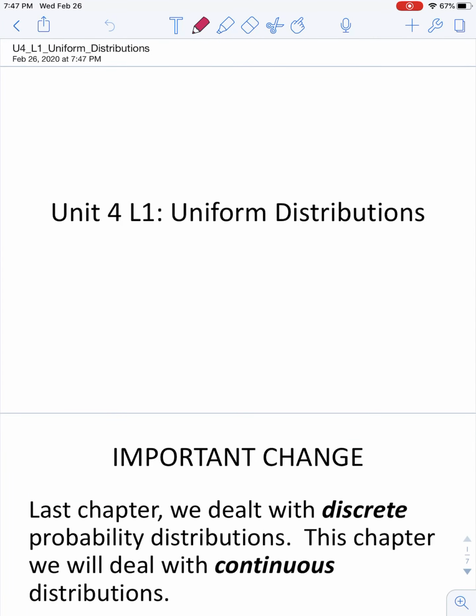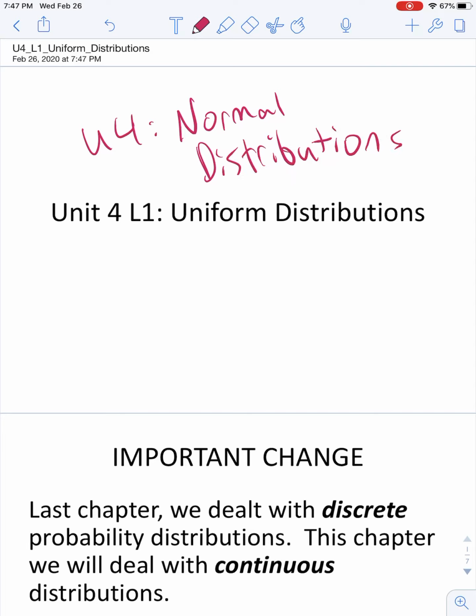Okay, this is a video lesson for Unit 4, Lesson 1, which is uniform distributions. This unit is about something called normal distributions, which we've talked a little bit about, but we're going to dive way deeper into in this unit. So we're going to go after uniform first because uniform is kind of the easiest version of a continuous distribution.